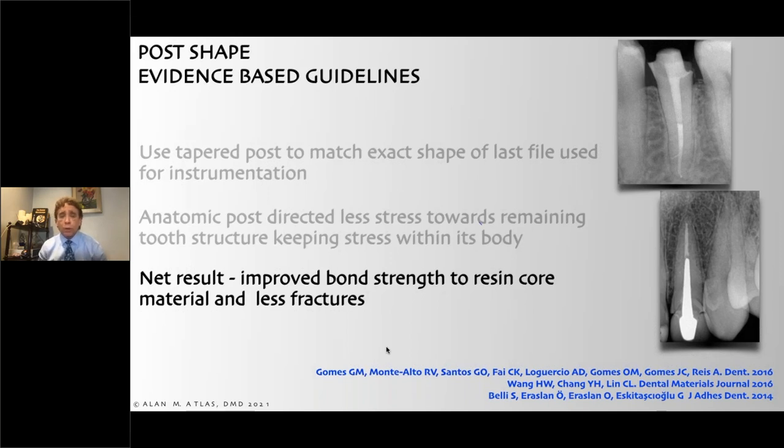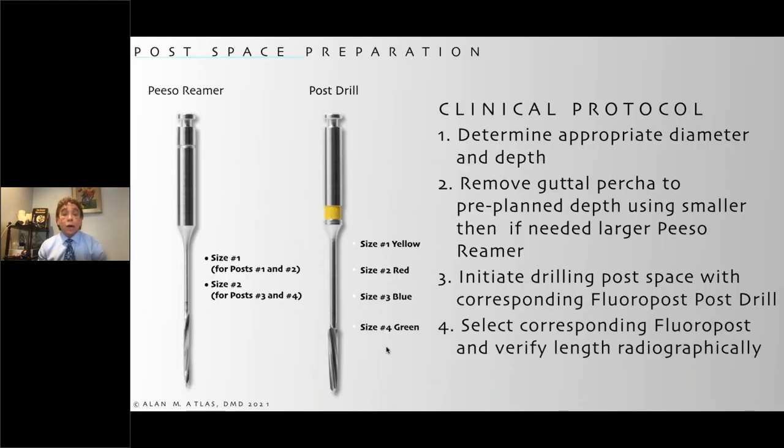When we do the post-space preparation, I can tell you, I don't particularly get any enjoyment out of making post spaces. And I know a lot of my colleagues feel the same way. You have to determine the appropriate diameter, remove the gutta-percha. You can either use a heated instrument or a small gauge Gates Glidden or piezo reamer, and then you initiate the drilling with the post, and then you match the post to the corresponding drill. Whether it's yellow, red, depends on the size of the canal, but it should match the last instrumented post, and in this case, it was the post drill.